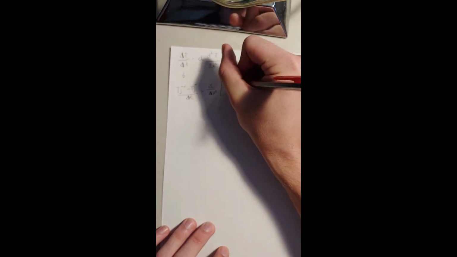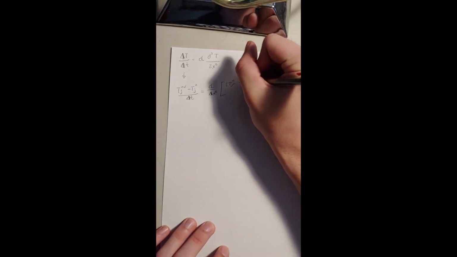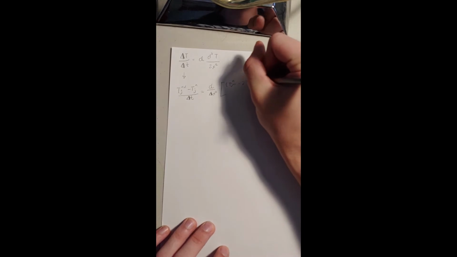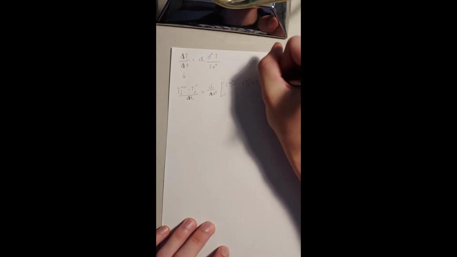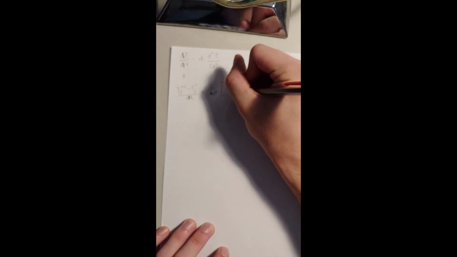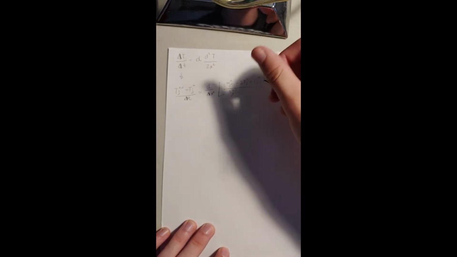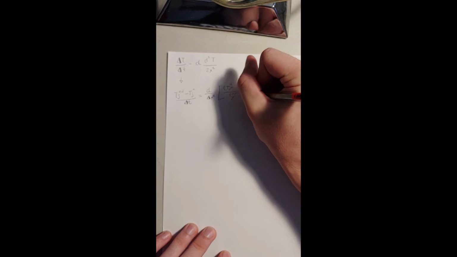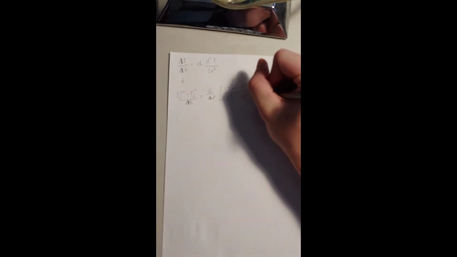all times T_(j+1)^n minus 2 T_j^n plus T_(j-1)^n, all over T_(j+1)^(n+1) minus 2 T_j^(n+1) plus T_(j-1)^(n+1).